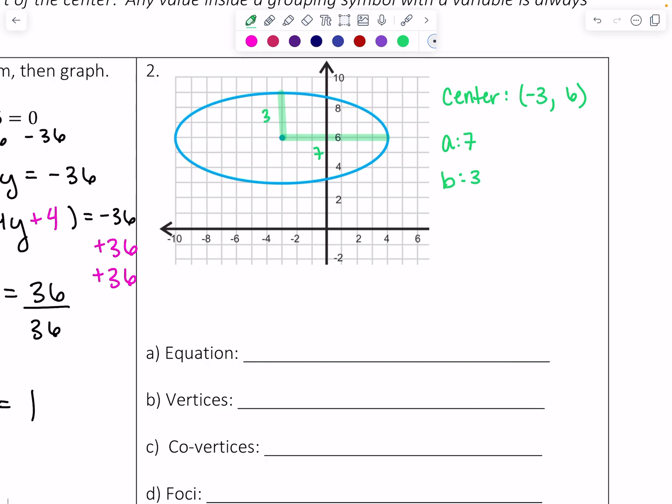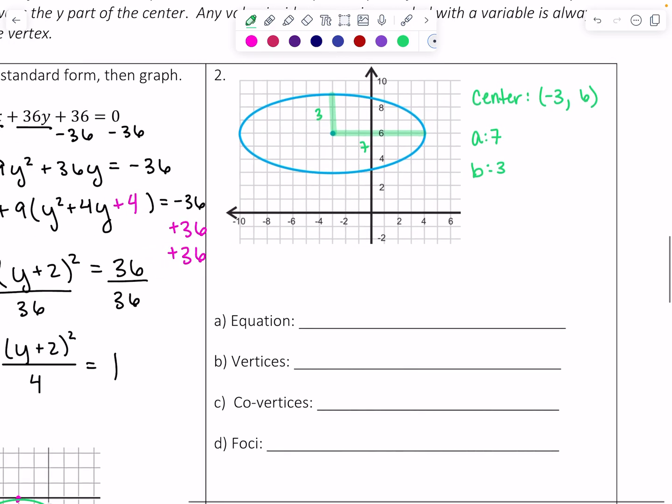All right, so using all of this, now let's go ahead and write our equation. So we have that x plus 3 squared over our a value squared, which is 49, plus y minus 6 squared over our b value squared, which is 9, is equal to 1.